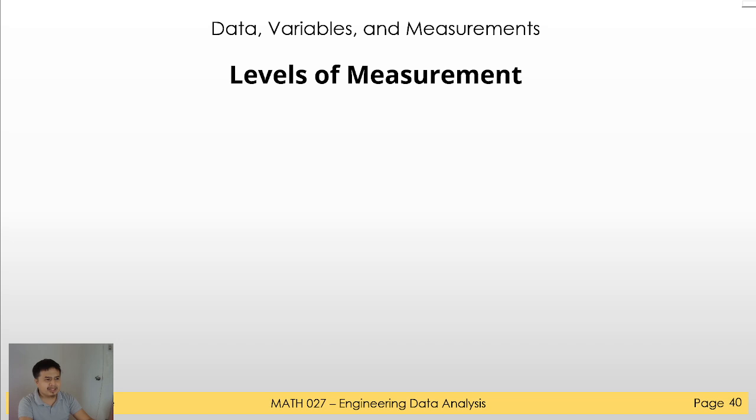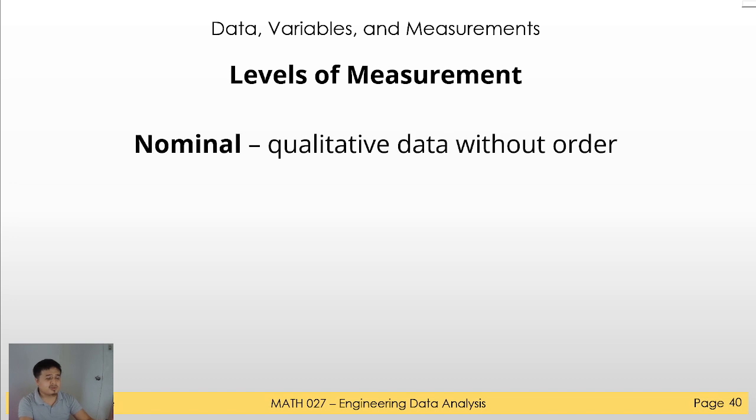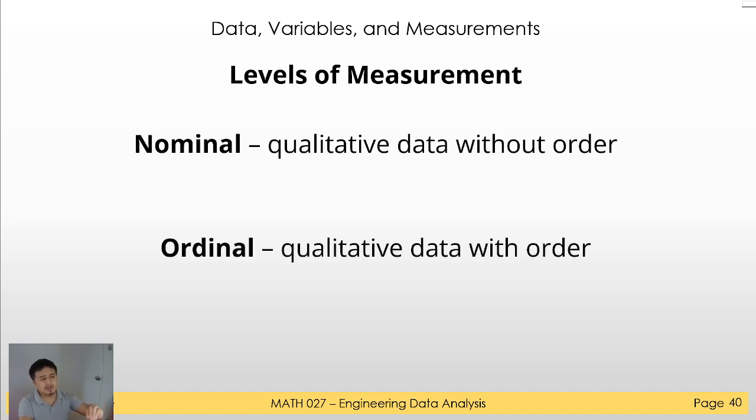the data measurement. So there are different types of data that we are trying to collect, or in other words, the level of measurement. So with regards to qualitative data, we have two types of qualitative data that we could collect from our respondents, for example. So one of that is the nominal. So nominal is qualitative data without order. Ordinal is qualitative data with order. So these are non-numerical values. It could be with order or without order.